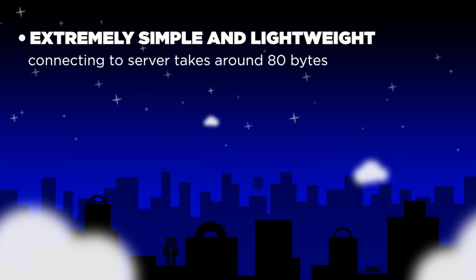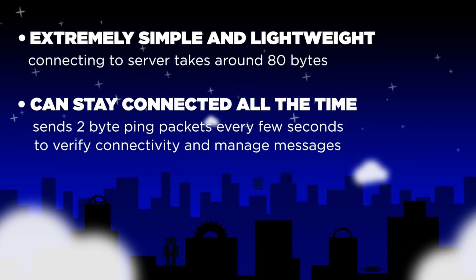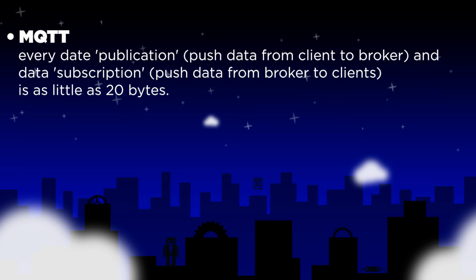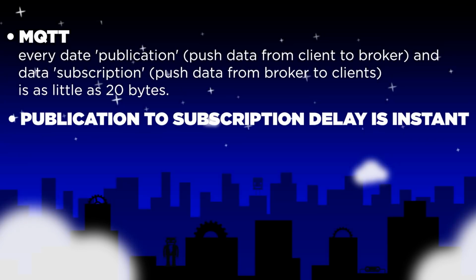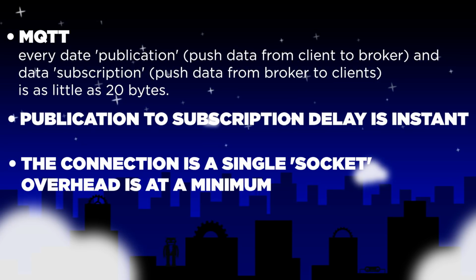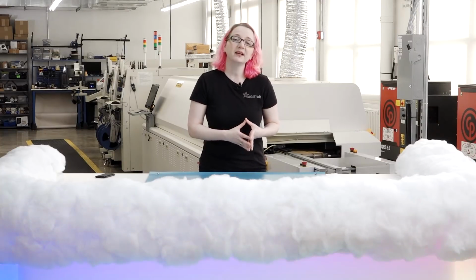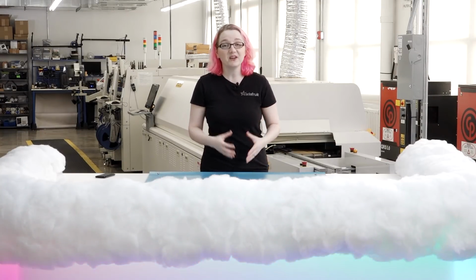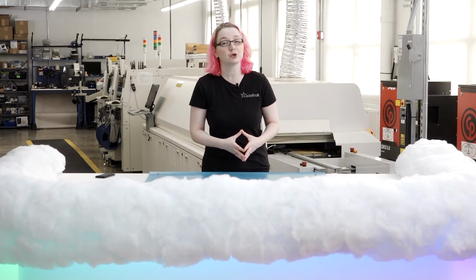It's extremely simple and lightweight. Connecting to a server only takes about 80 bytes. You can stay connected all the time and send 2-byte ping packets every few seconds to verify connectivity, or connect once in a while to manage messages. Every data publication, pushing data from client to broker, and data subscription, pushing data from broker to clients, is as little as 20 bytes. Publication to subscription delay is instant. The connection is a single socket, so overhead is at a minimum. This makes connections and data super fast, and that's why Facebook uses it for the billions of people who use Messenger on mobile.